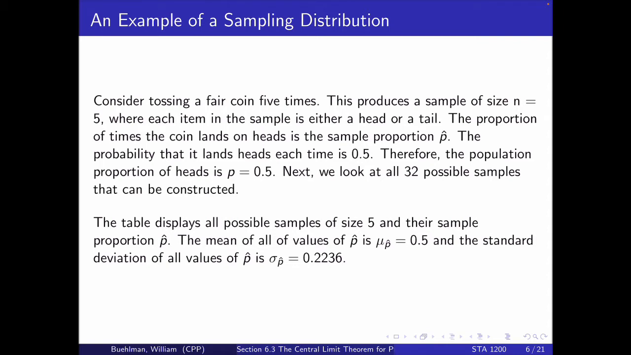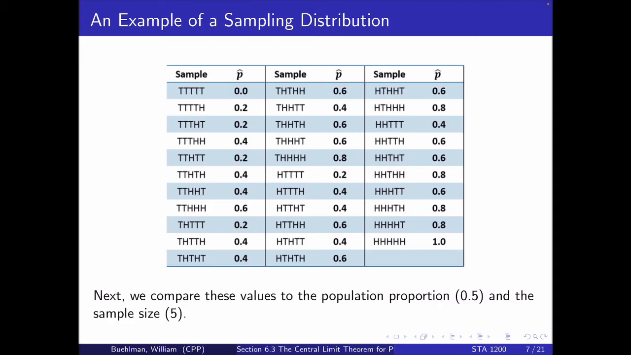Next, we look at all 32 possible samples that can be constructed. The table on the next slide displays all possible samples of size 5 and their sample proportions p hat. The mean of all the values of p hat is mu of p hat, which is equal to 0.5, and the standard deviation of all the values of p hat is sigma of p hat, which is 0.2236. Here's the table with all the p hats in the different samples.